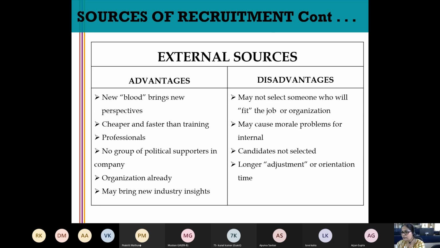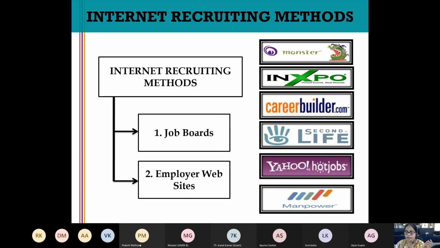You agree to that? Yes, ma'am. Candidates are not selected, and a longer adjustment period takes place in such a situation.